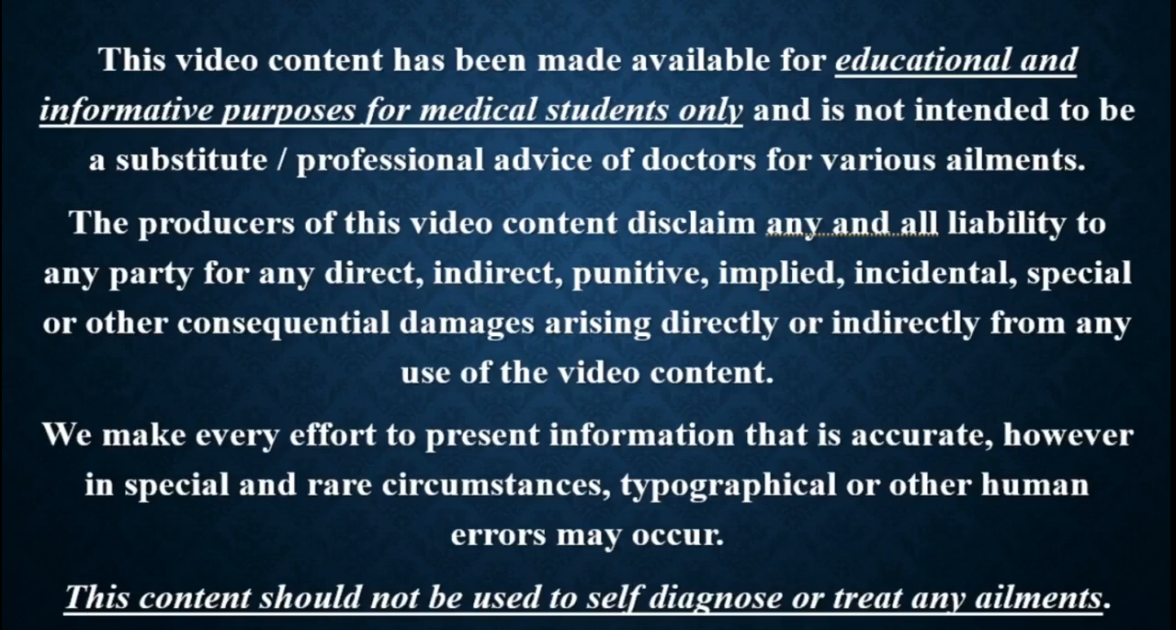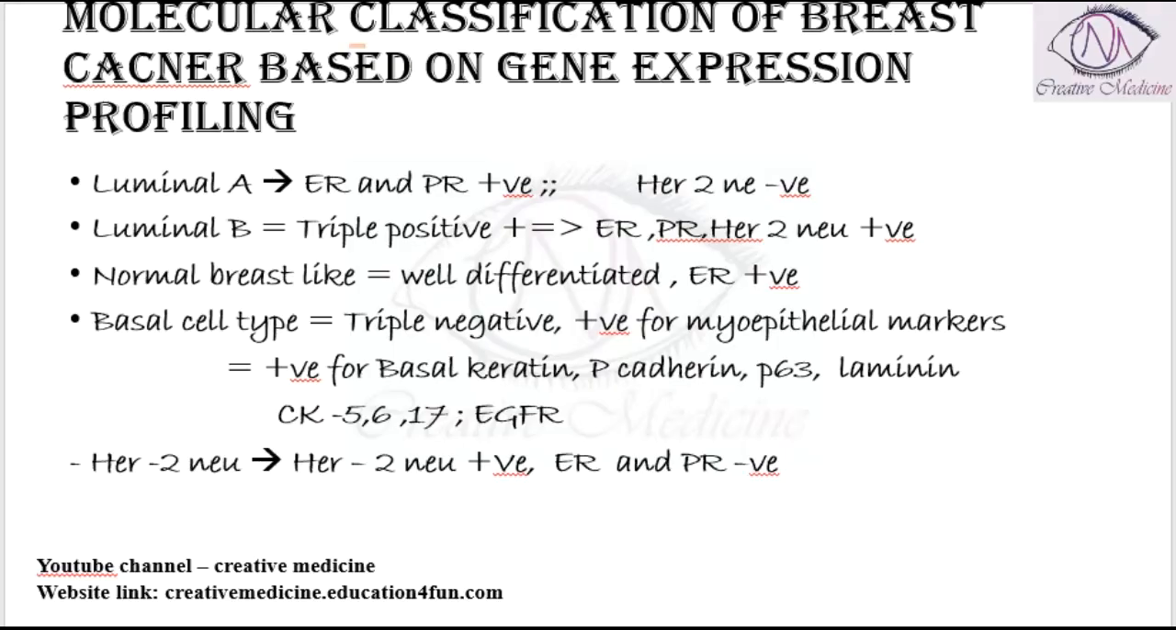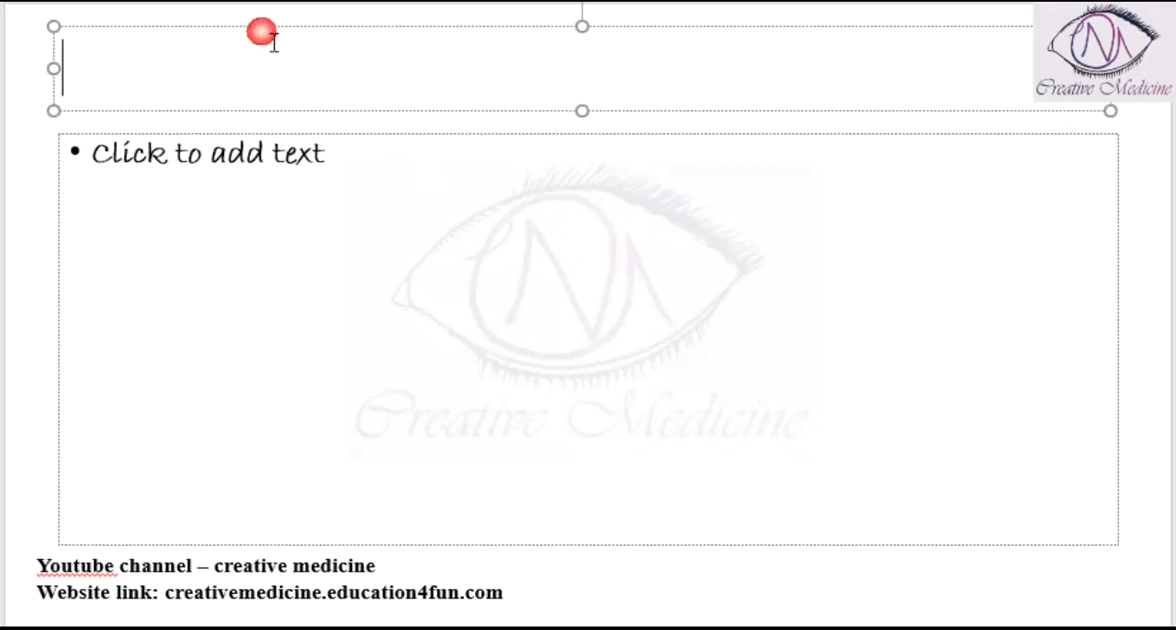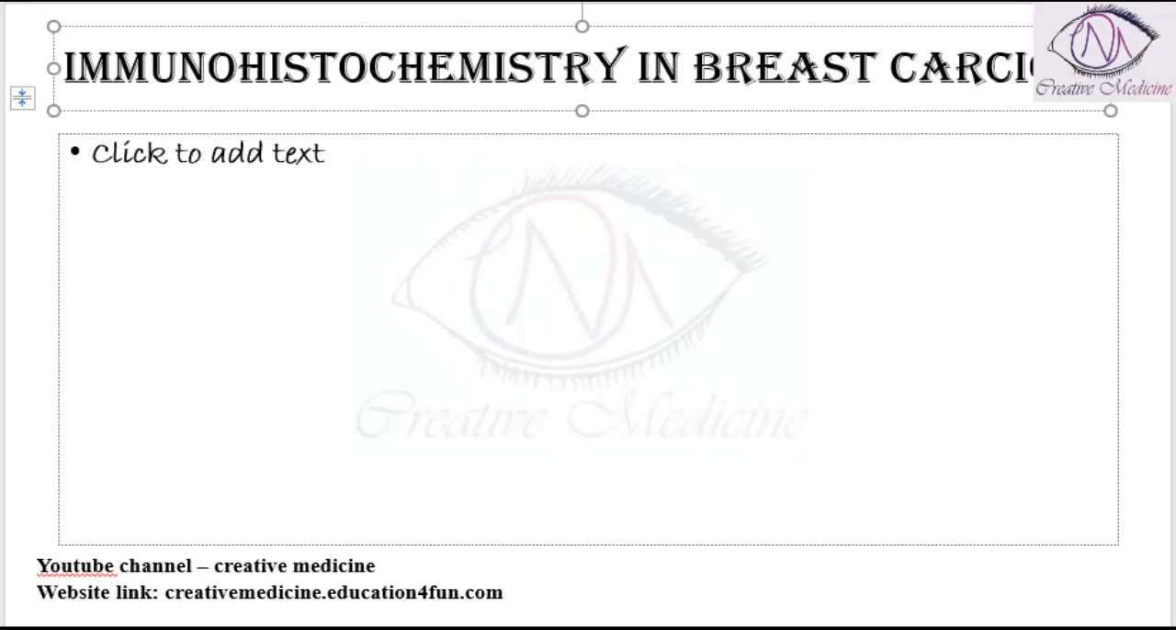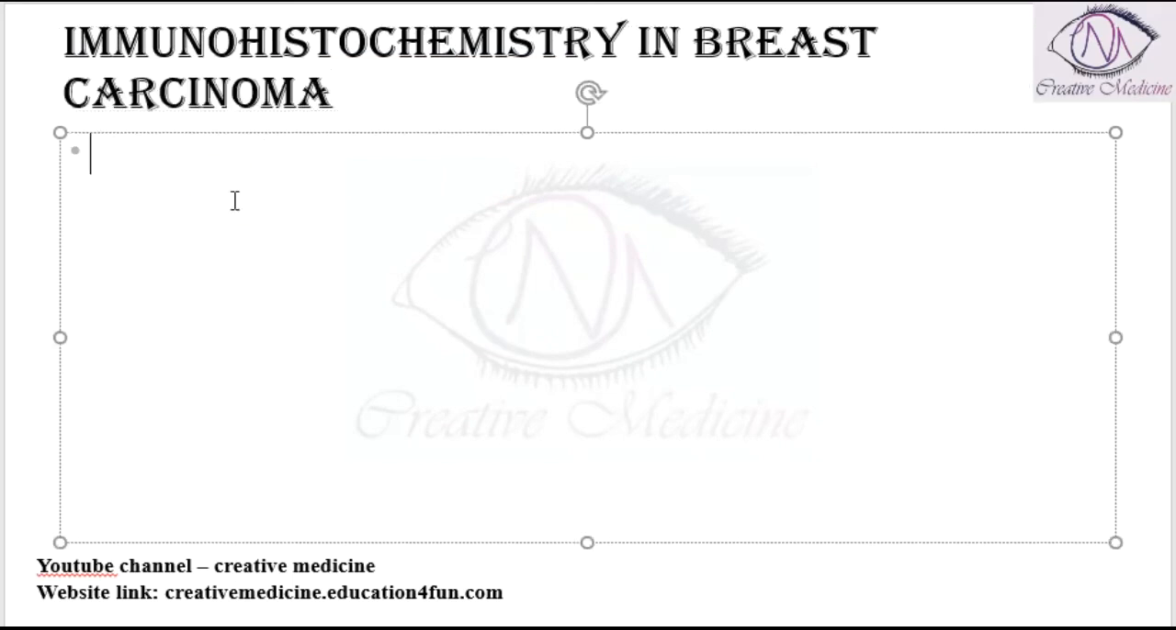In this lecture, we will learn about immunohistochemistry in breast carcinoma. So, if you see immunohistochemistry in breast carcinoma, the most widely used immunohistochemistry marker in breast carcinoma is actually the most widely used test, ER/PR status.